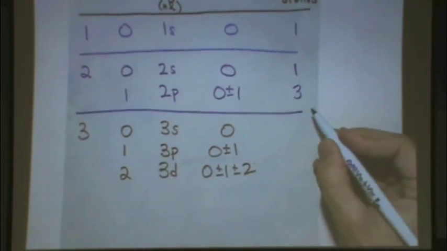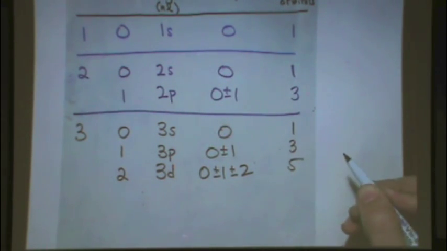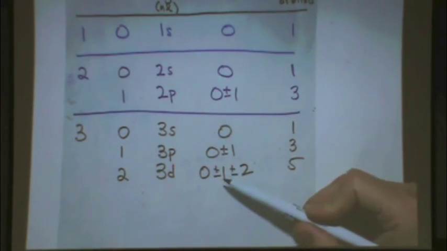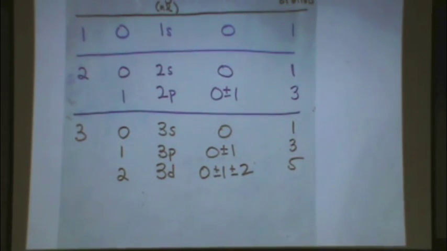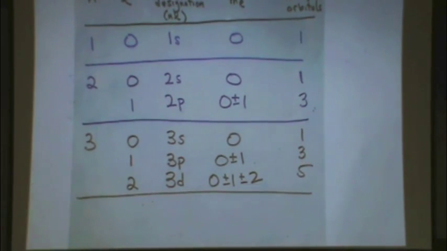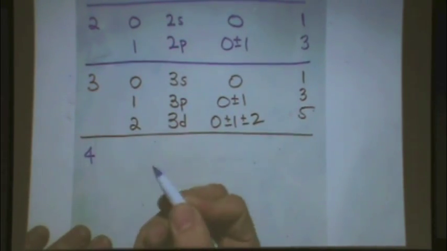So then, the number of orbitals is 1, 3, and 5. See the pattern? Hopefully. There's 5 digits here, 0, 1, negative 1, 2, negative 2. So there's 5 orbitals. Okay. Last one. 4. We can go on, but we'll stop at 4.